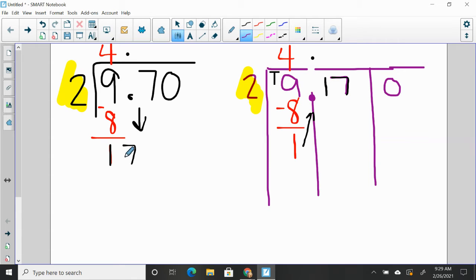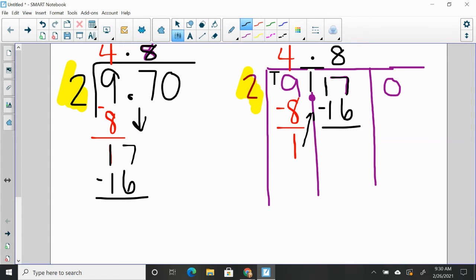So how many groups of 2 go into 17? How many groups of 2 can I make with 17? 8. So that 8 goes up here. And over here on the column organization strategy, we would do the same thing. I can make 8 groups of 2 if I have 17, and then I multiply. So 8 times 2 is 16. Okay, and then I am going to subtract. So 17 minus 16 is 1. All right, and then we are going to bring down the 0.